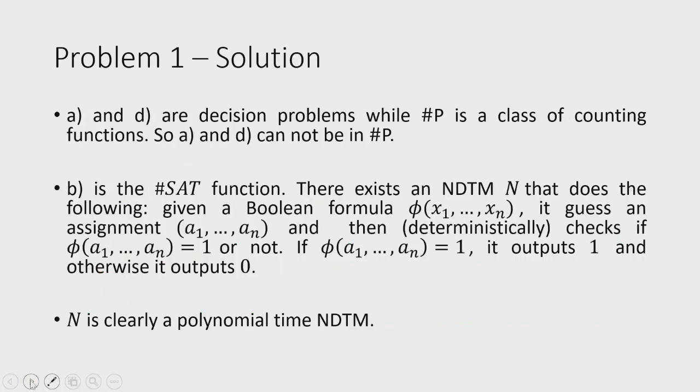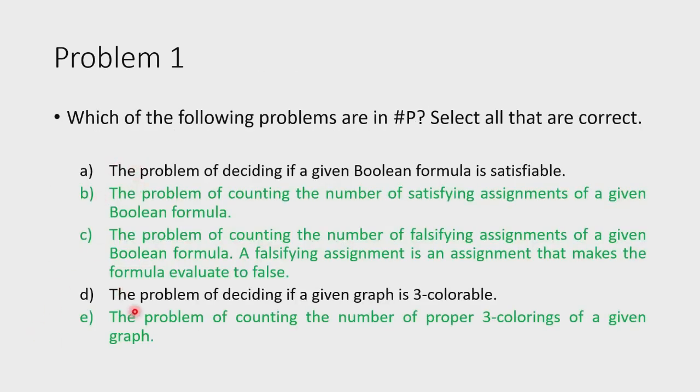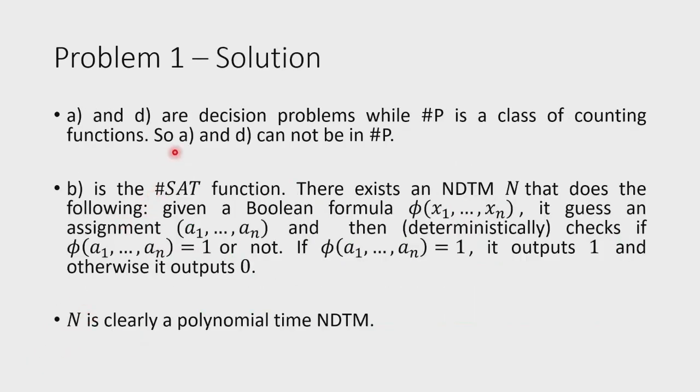Let's see why. So first let's rule out options A and D. Options A and D are both decision problems, and Sharp P is a class of counting problems. So A and D cannot be in Sharp P. Now option B is exactly the Sharp SAT function. Recall that the Sharp SAT function is the function that counts the number of satisfying assignments of a Boolean formula.